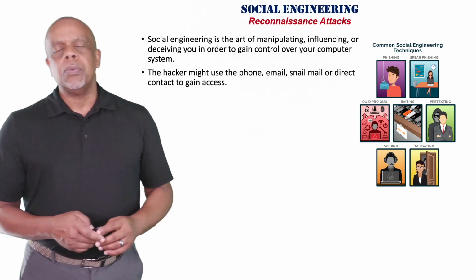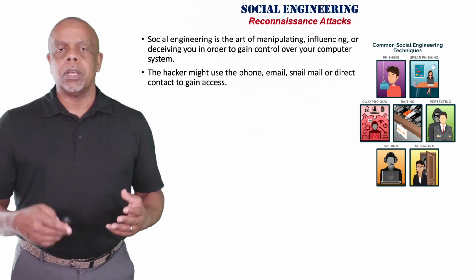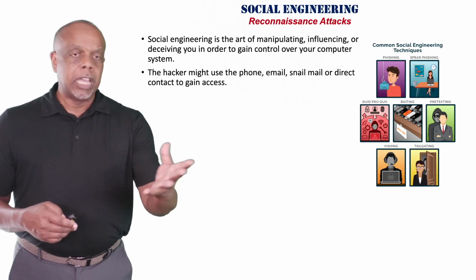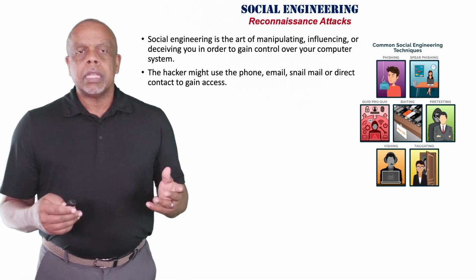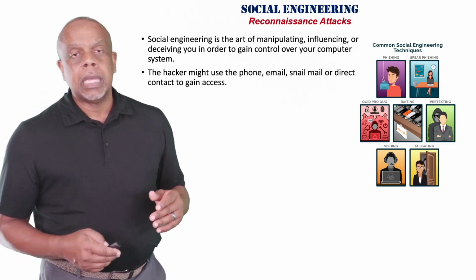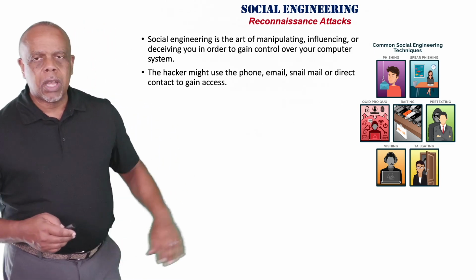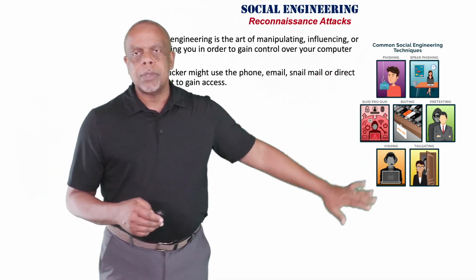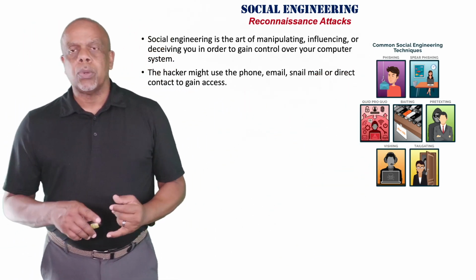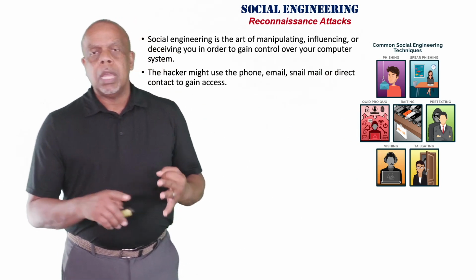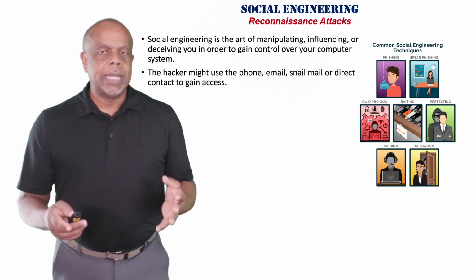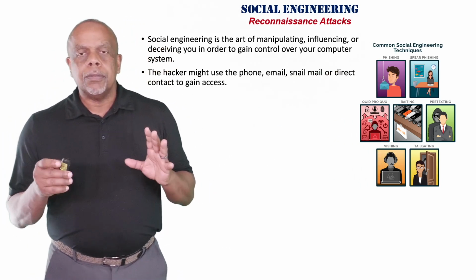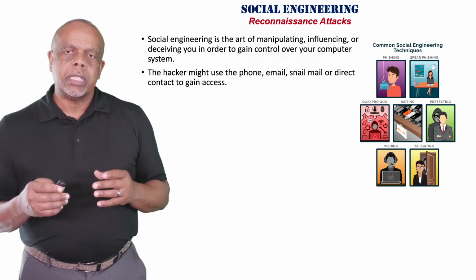Now, many ways of doing this. It could be phone, it could be emails, it could be just snail mail, just the U.S. postal system. It could be direct attack. Somebody gained access directly by talking to you. So when we look at some of the common social engineering techniques, whether it's phishing, spear phishing, quid pro quo, baiting, all of these are different types of social engineering techniques.